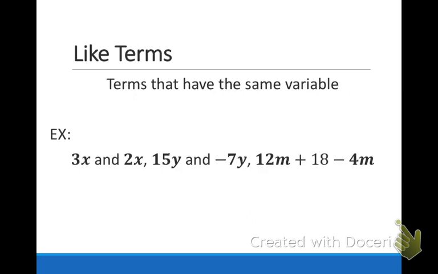Okay, and then getting to what we're talking about today, like terms. Like terms are terms that have the exact same variable and look the same. So 3x and 2x are like terms because they have the variable x. 15y minus 7y, like terms because they have the variable y. 12m minus 4m, like terms because they have the variable m. Sorry, the last one had the variable y, and this has the variable m.